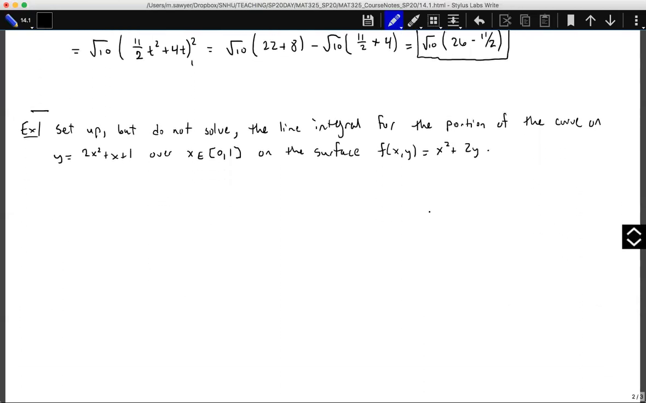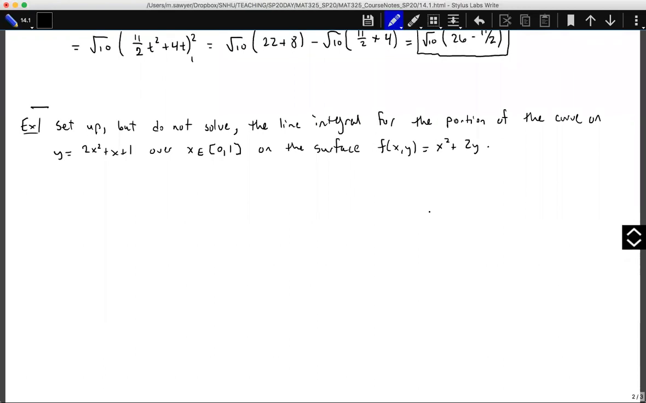So let's do another example here. Let's set up the integral, but not solve the line integral, for the portion of the curve along this parabola, 2x squared plus x plus 1 over x equals 0 to 1, along this surface x squared plus 2y. So again, step 1 is to set up our r vector. Let's let t be x. So then our y value is 2t squared plus t plus 1. Step 2, r prime is equal to 1, 4t plus 1.